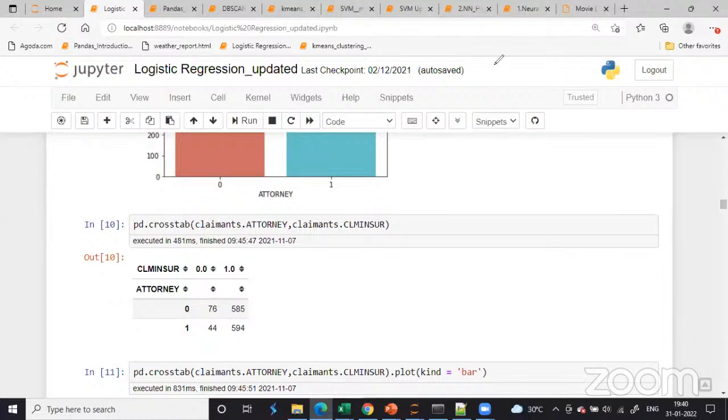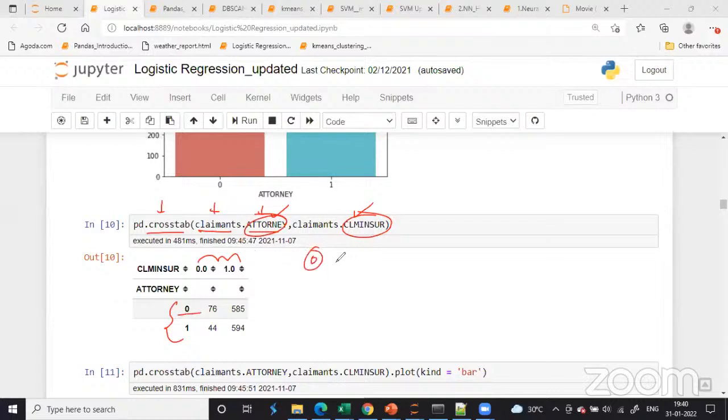So now I can create a cross-tab function. Cross-tab is similar to a pivot function in Excel, so it is going to serve the same purpose for us. With cross-tab, you're trying to compare two columns, the attorney column and the claimant insurance column. These are my attorney column values, and these are my claimant insurance values.